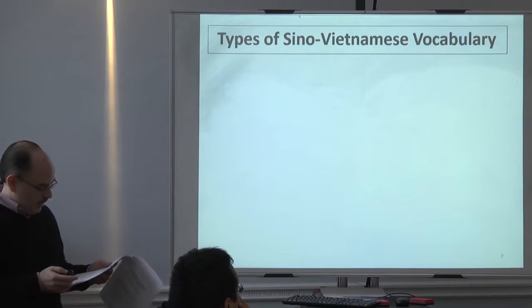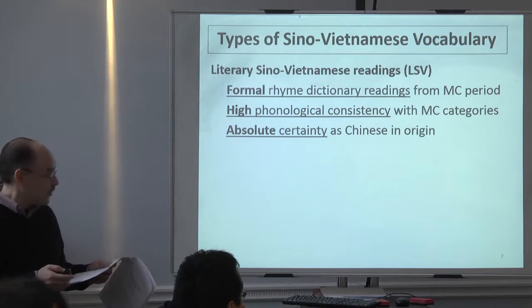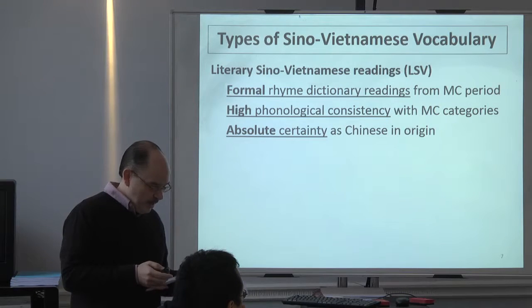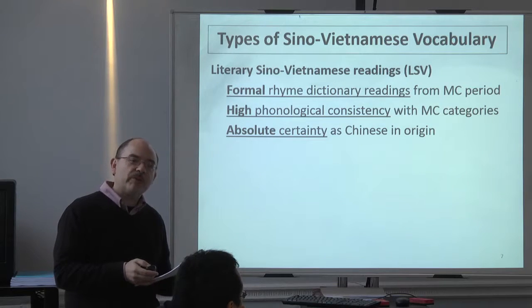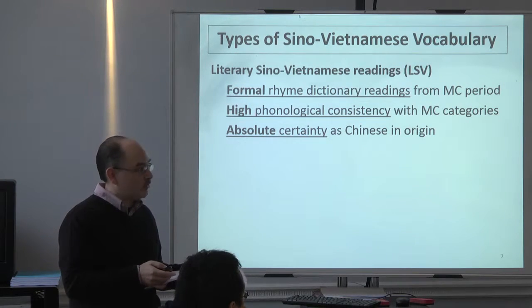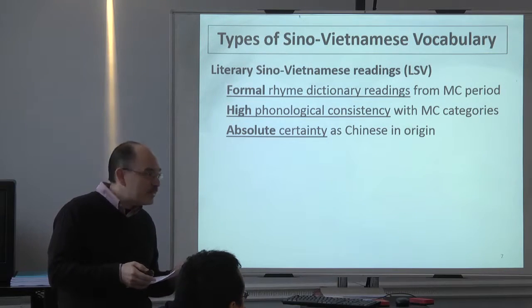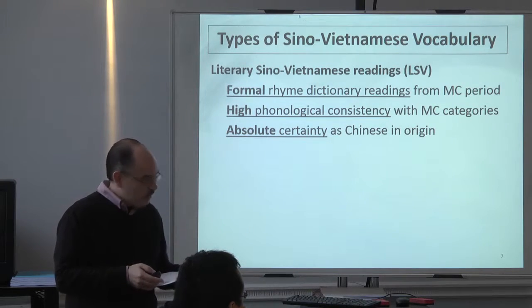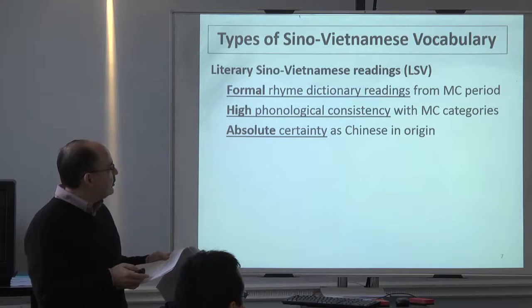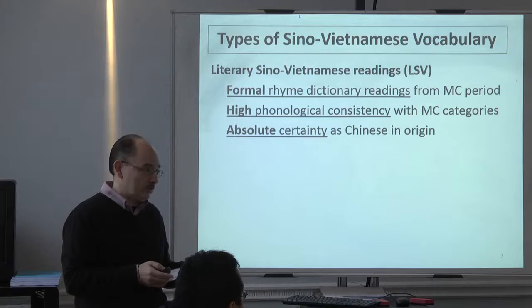Haudricourt claimed lexical evidence shows Chinese cultural influence. This influence led to massive linguistic restructuring throughout the Sinosphere. Okay, fine. We don't focus on the literary Sino-Vietnamese. Generally, when people say Sino-Vietnamese, that's what they mean. They mean the sort of literary level. I use the shorthand LSV for literary Sino-Vietnamese or late Sino-Vietnamese, in contrast with early Sino-Vietnamese. So those are the terms I'll use. And it's very formalized, high phonological consistency, absolute certainty. I can check it in a dictionary and I know it's Sino-Vietnamese.